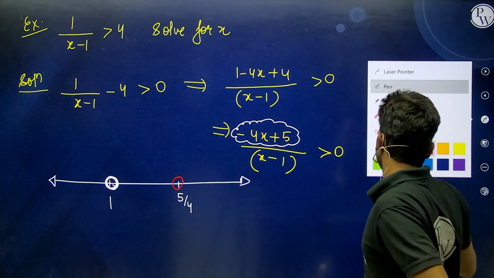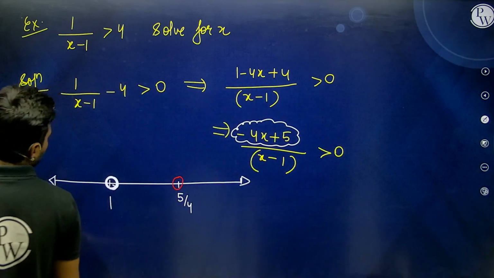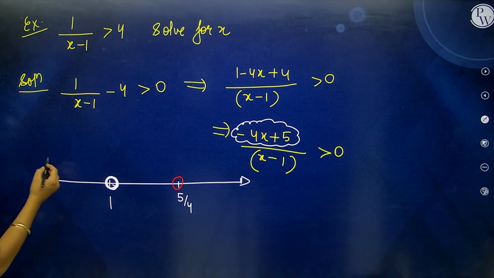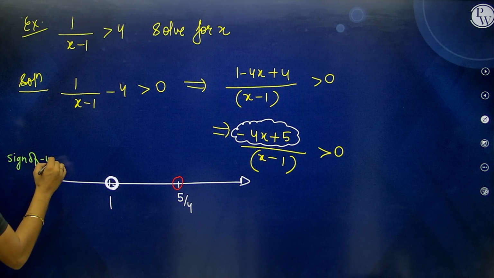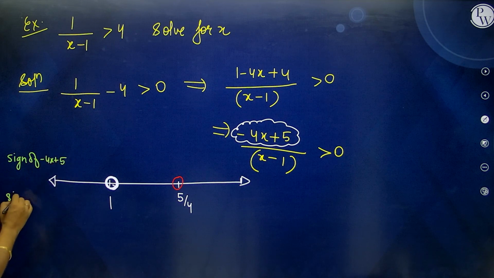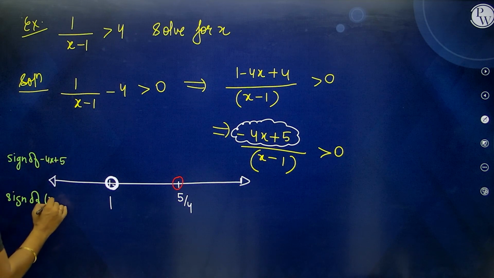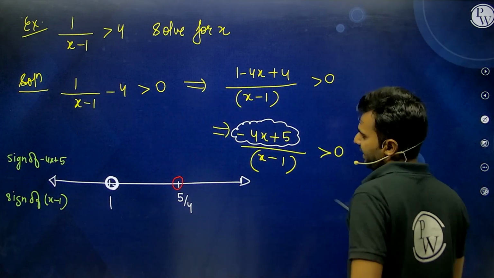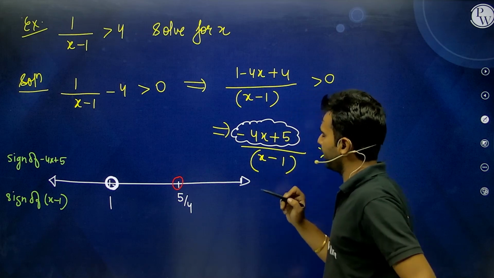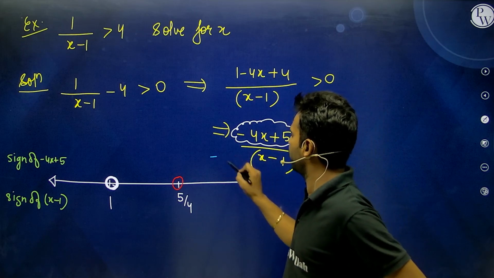Now, using that same sign convention, let's say you take the sign of minus 4x plus 5, and here the sign of x minus 1. You can see that if you put any value greater than 5 by 4 into this expression, it is going to give you a negative value.